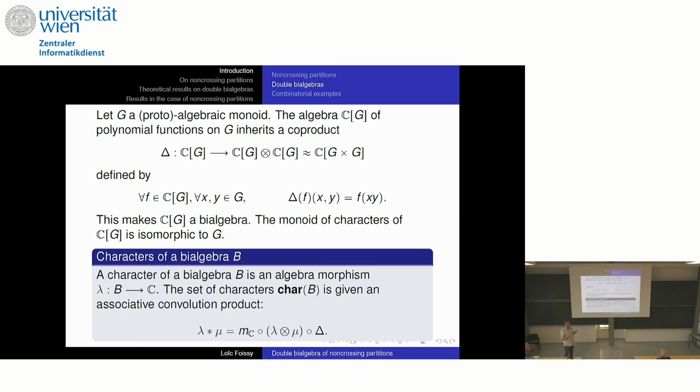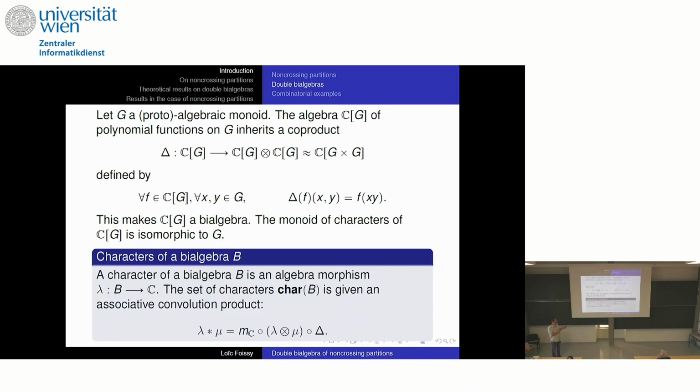You can fix the field C. I work on C with addition as the multiplication. Then C[G] is just the polynomial functions C[X] with one indeterminate. And C[X] tensor C[X] is identified with C[X,Y], which is the polynomial functions on C times C. This is the simple example. I will give you more complicated examples after. So this gives you a bialgebra.